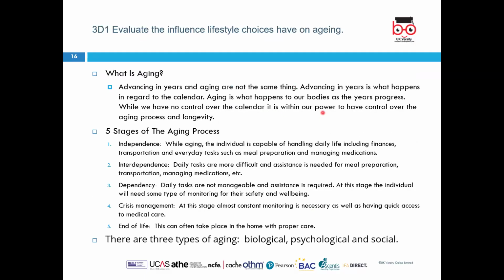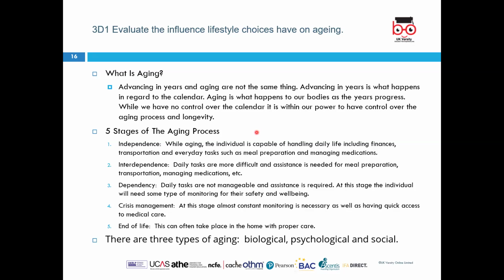Aging and advancing in years are not the same. Advancing in years is what happens in regards to the calendar. But aging happens differently, so there's some person who is just 20 years old and has fragile bones equivalent to a 90-year-old or an 80-year-old. So that is what aging is.